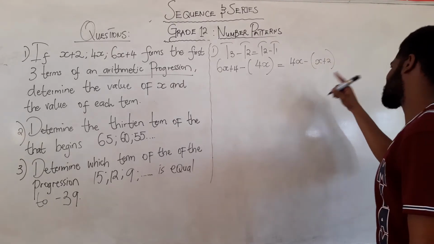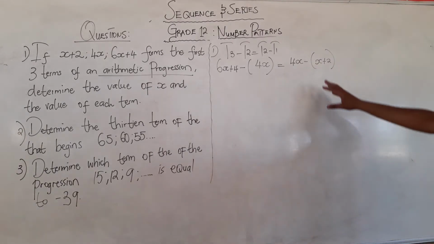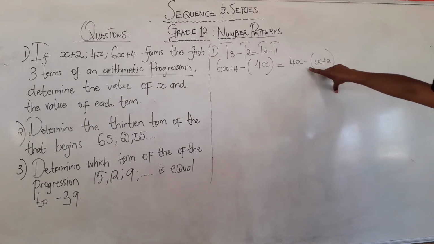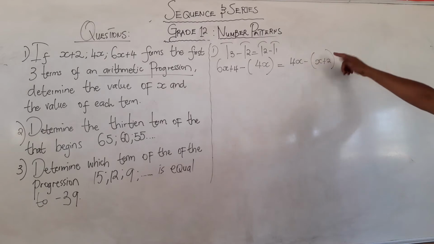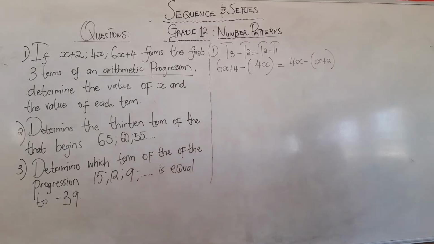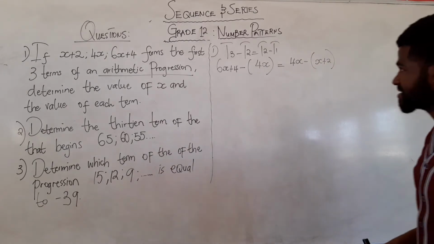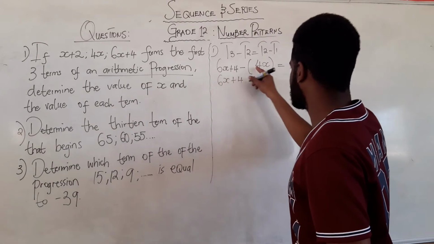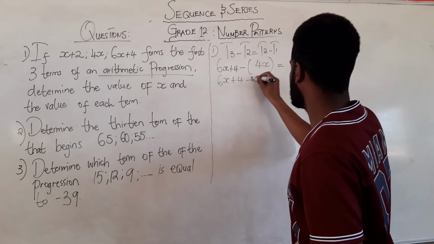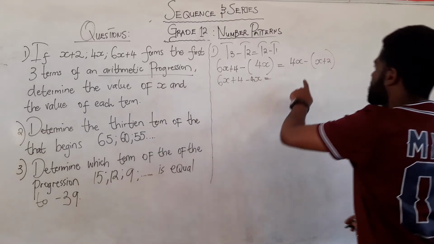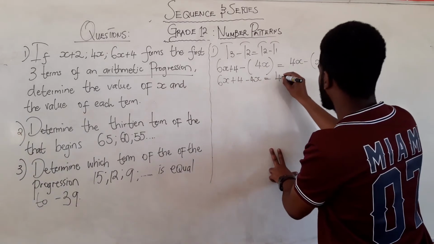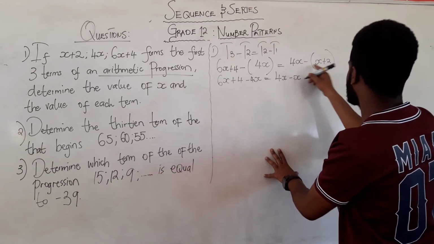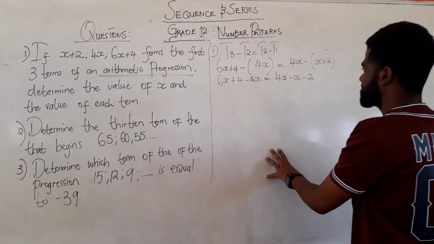I hope you guys can see on our right hand side that if you don't include this bracket, this 2 is going to stay positive when it should become negative, and the whole thing will become incorrect. Now 6x plus 4, negative times 4x will give you negative 4x, is equal to 4x, minus times minus multiplied by x is x, negative times positive 2 is negative 2.